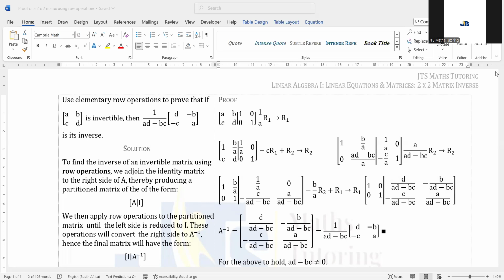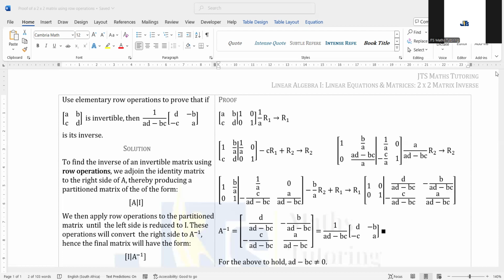Today, we want to prove the inverse of a 2 by 2 matrix using elementary operations. So let us assume that we have got a matrix A with the entries A, B, C, D. Now, we want to use the elementary operations to prove whether A is invertible or not.